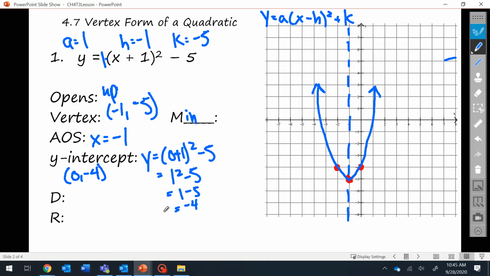The domain is all real numbers, or you could write that as negative infinity to infinity. The range is the y values that are greater than or equal to negative 5. That could also be written as negative 5 to infinity. And we have all the information that we wanted to graph from the vertex form of the equation.